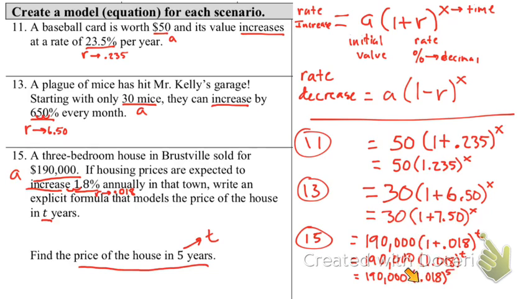So remember, we have to do parentheses first, so we already added. Now we're going to do the exponent, so 1.018 to the 5th power. So this gives me 1.093, and then we multiply it by 190,000. So if we do that correctly, we get 207,726. So that is the price after 5 years.